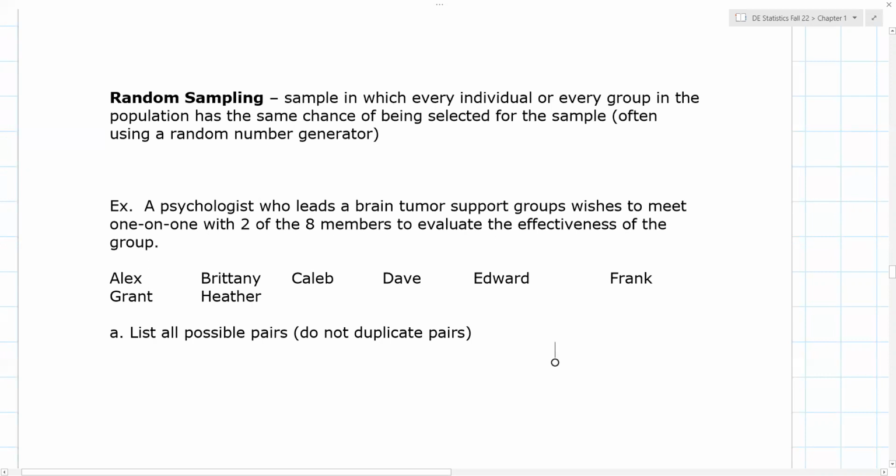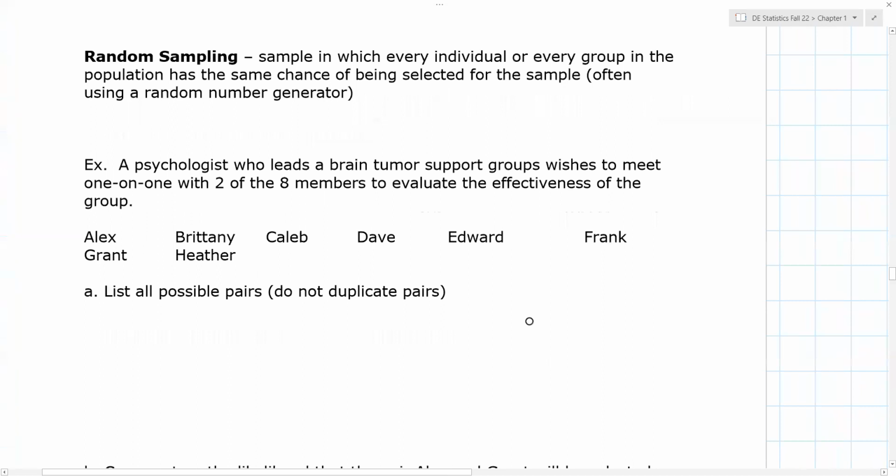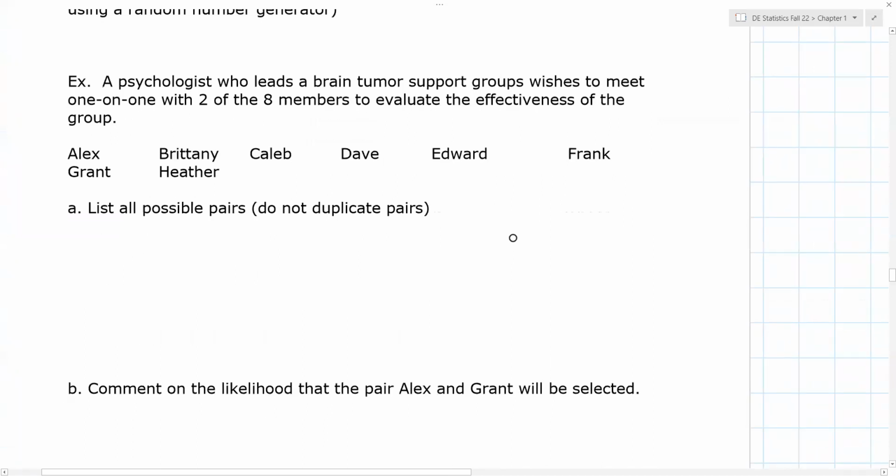You have everyone's name as an option, and then you can either do names from a hat, or you can use a random number generator to pick a random number, and then you look to see which student is assigned to that number. And that's a simple random sample. So very basic, very quick, very easy way of getting a sample. So now we're going to talk about some probabilities of things happening from that sample.